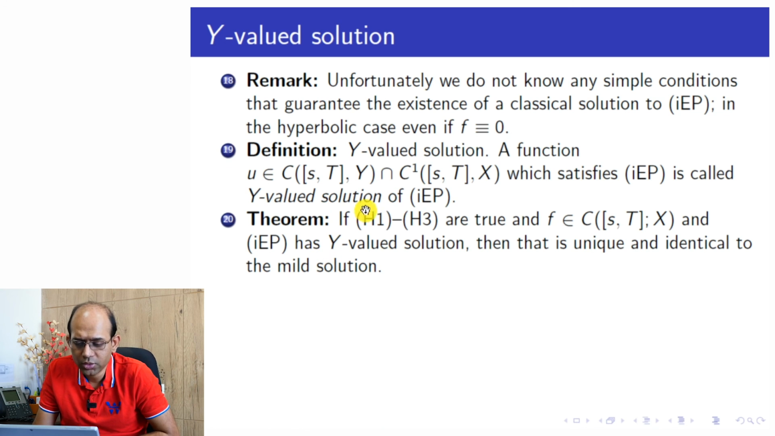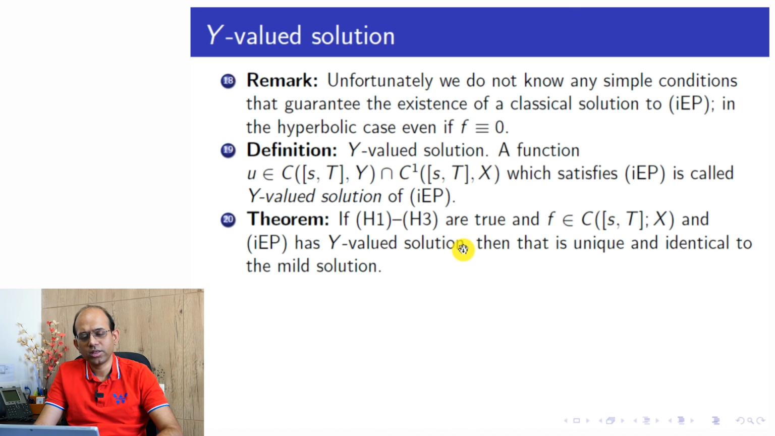Theorem: H1 to H3 are true, that is our assumption. This is the hyperbolic case, and small f is a continuous function on this compact set, the simplex. So that means it is automatically bounded, and a bounded function with respect to the Lebesgue measure is integrable. So the L1 property we don't need to say separately; f being continuous on the compact set suffices.